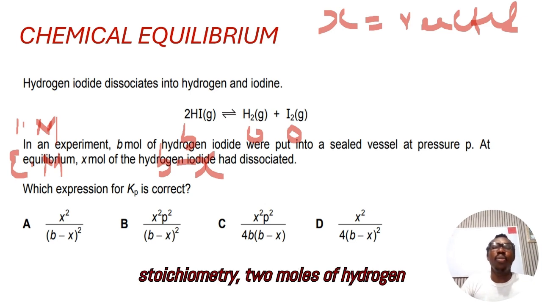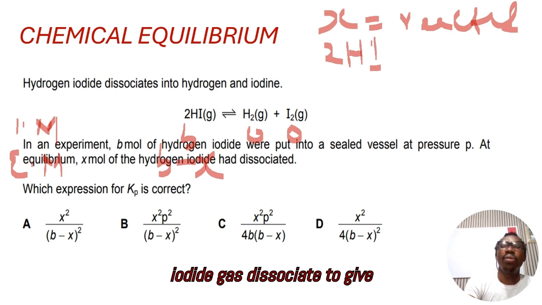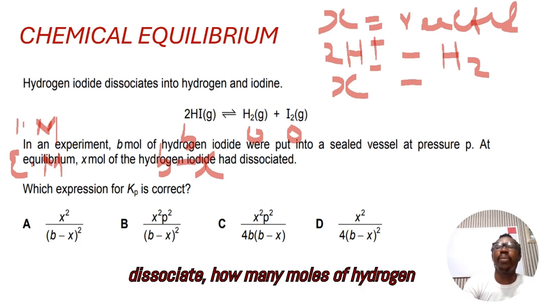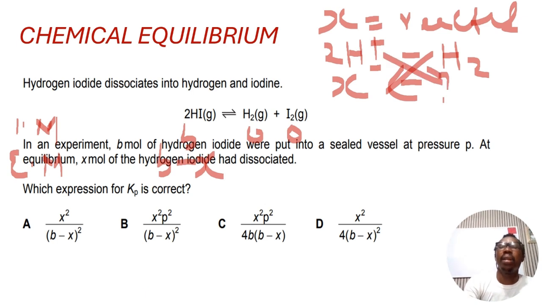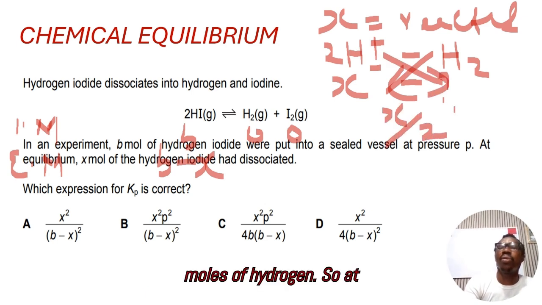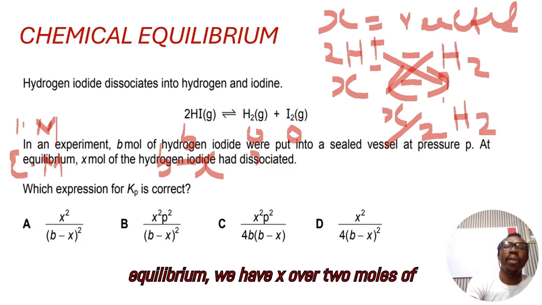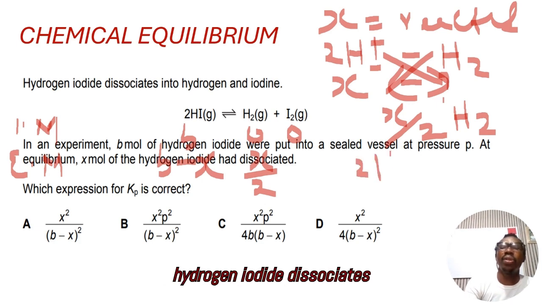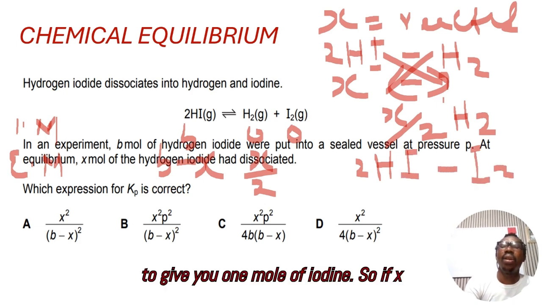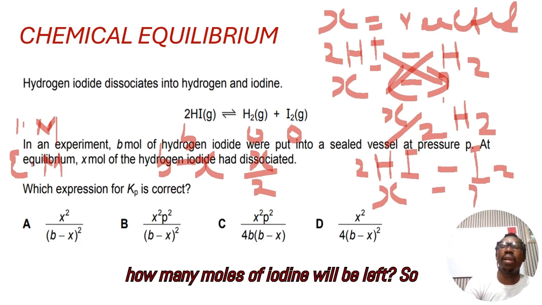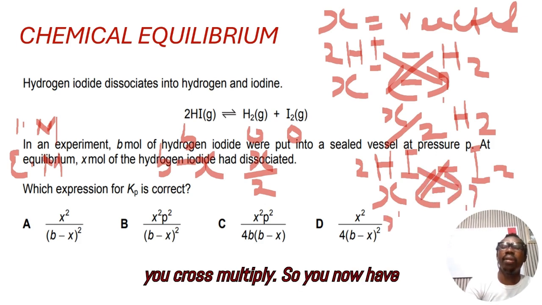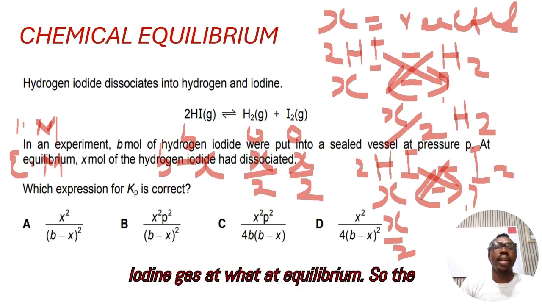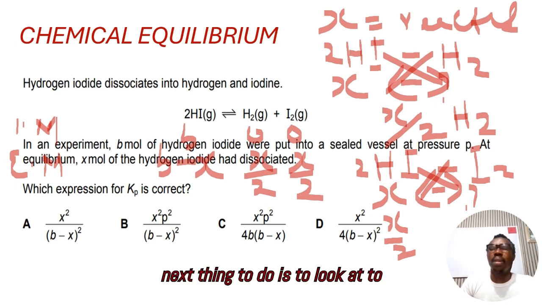Now, if you look at this stoichiometry, 2 moles of hydrogen iodide gas dissociate to give you 1 mole of hydrogen gas. So if X moles of hydrogen iodide gas dissociate, how many moles of hydrogen gas will be formed? You cross multiply. We now have X over 2 moles of hydrogen at equilibrium. Now, if you look at the stoichiometry again, 2 moles of hydrogen iodide gas dissociate to give you 1 mole of iodine. So if X moles of hydrogen iodide gas dissociate, how many moles of iodine will be formed? You cross multiply. So you now have X over 2 moles of iodine gas at equilibrium.